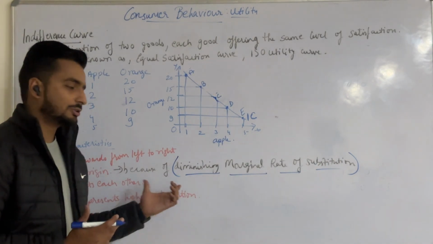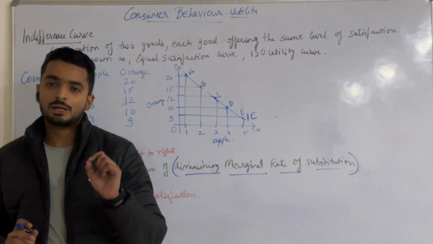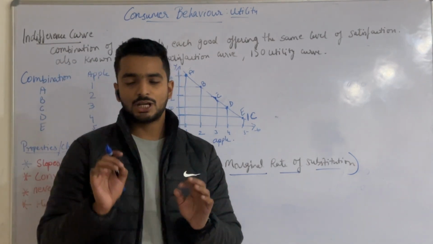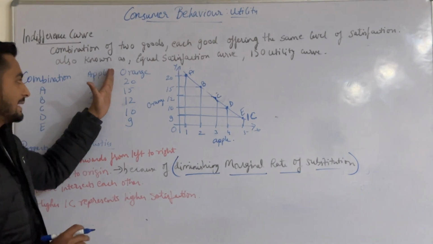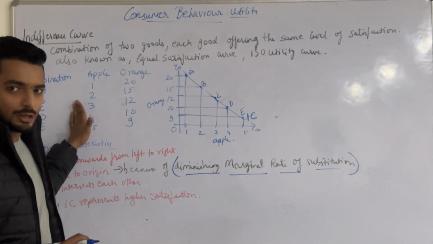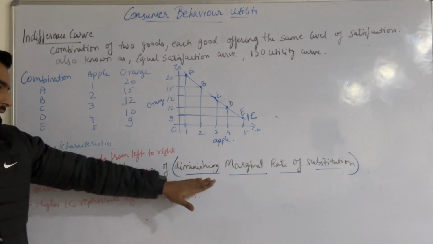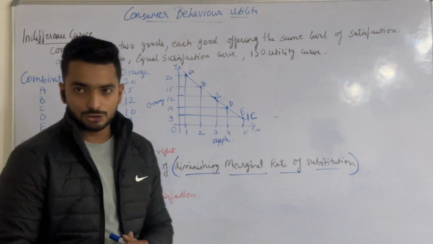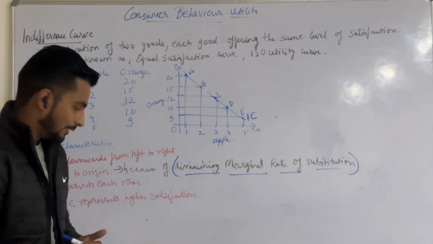Why is it convex? Because of DMRS, diminishing marginal rate of substitution, which means the amount the consumer is willing to sacrifice without changing the level of satisfaction. He is sacrificing oranges to get more of apples. So if he wants to consume more of apple, he has to sacrifice orange. That is DMRS, where the consumer will consume more of one good and sacrifice the other.